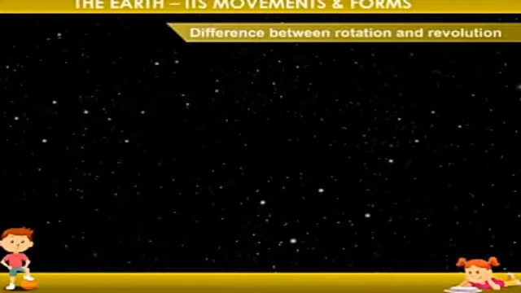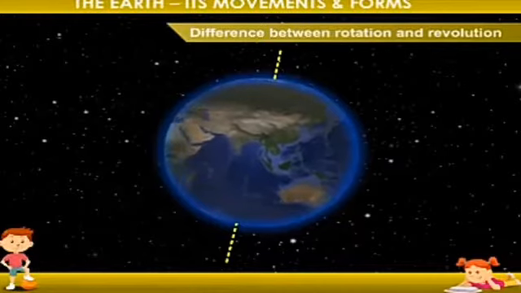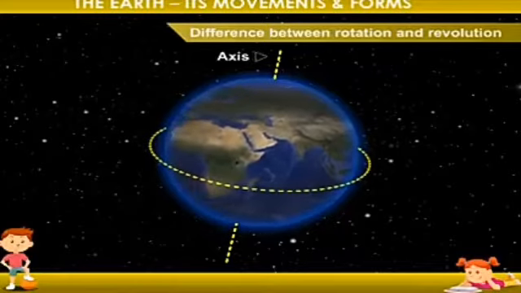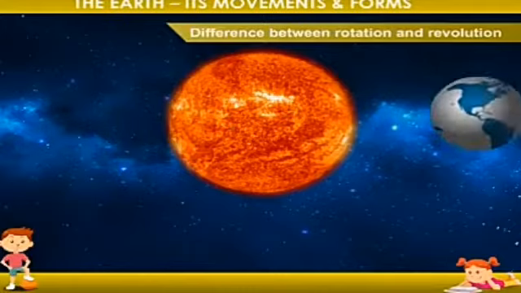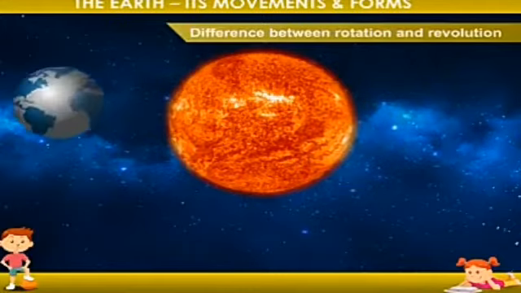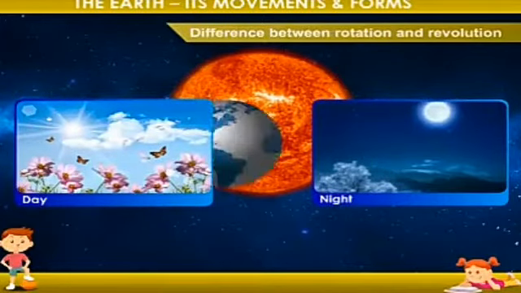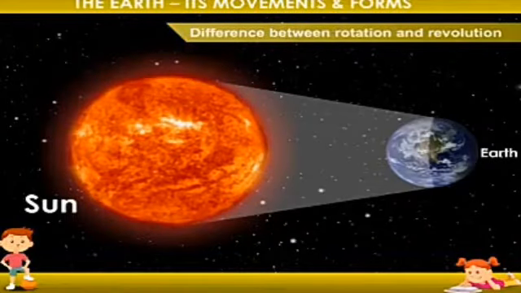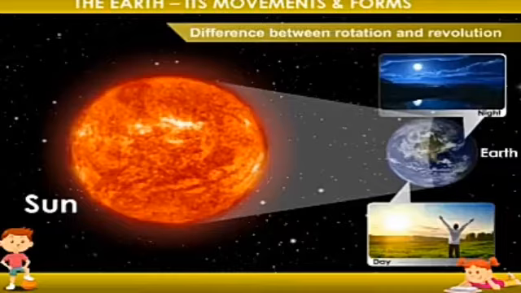Difference between rotation and revolution. 1. When an object moves around on an internal axis, it is called rotation. 2. When an object circles an external axis, like the Earth circles the Sun, it is called revolution. Day and night are caused by the rotation of the Earth on its axis. When one side of the Earth faces the Sun, it causes day in that part, and the other side faces away from the Sun, causing night in that part.